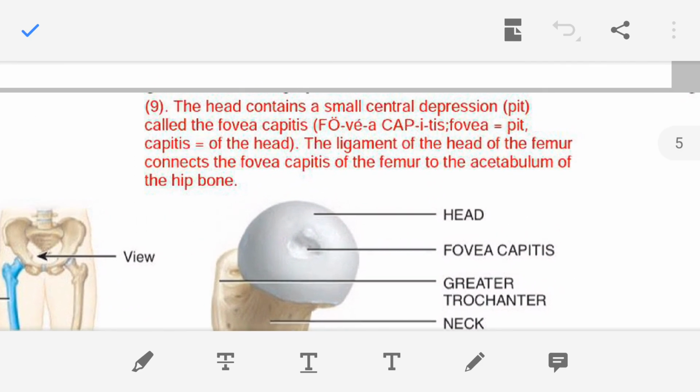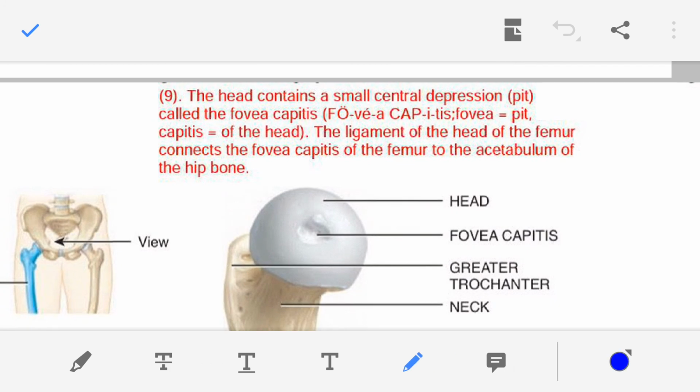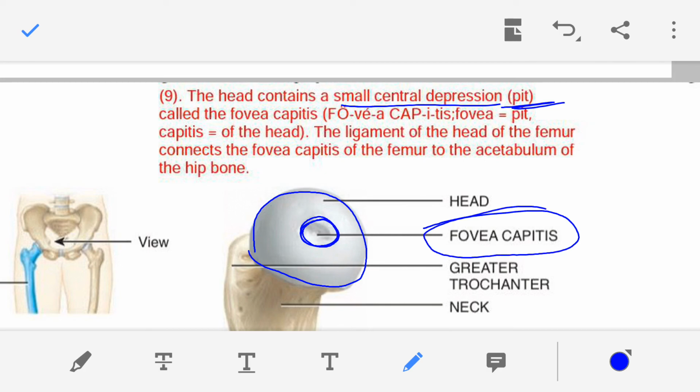Now in the ninth point, as you can see, this is the head of the femur, and in the center of the head there is a small central depression or pit. This small central depression or pit is known as Fovea Capitis.